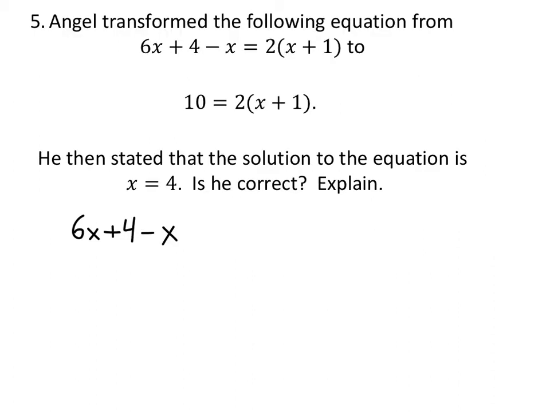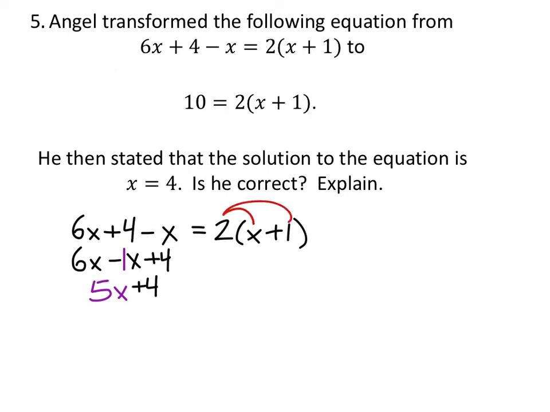And what I'm going to do is I'm going to move the like terms closer to each other. So instead of it reading this way, I'm going to make it 6x minus x plus 4. And that would be minus 1x. So if I had 6 x's and I subtracted 1x, then I would get 5 x's. And then I still got that plus 4. Well, that was supposed to equal 2 times x plus 1. And this is where distribution comes in. So I'm going to distribute the 2 into the parentheses, 2 times x and then plus 2 times 1, which would be 2x plus 2.